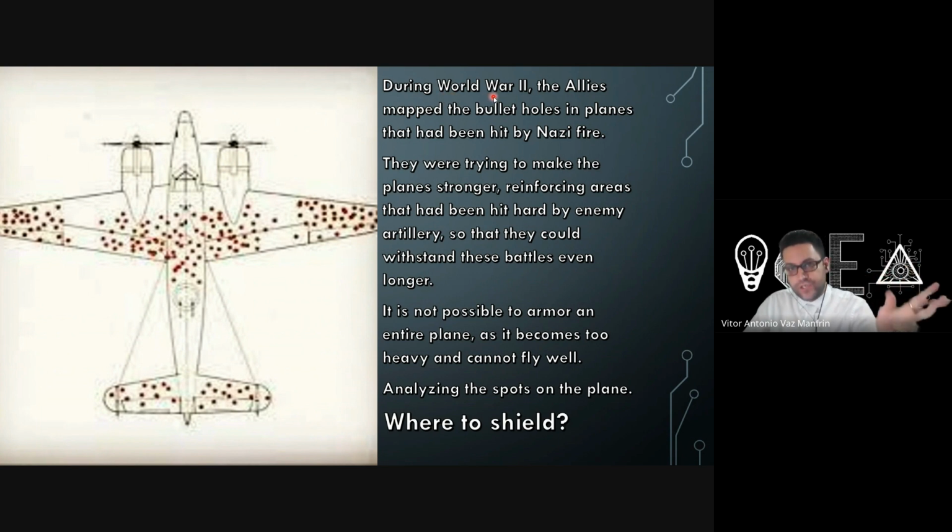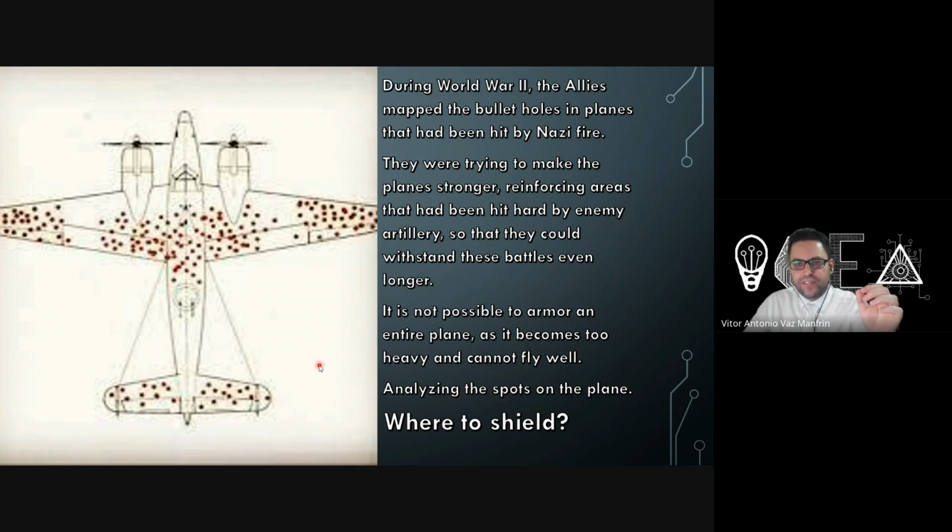During World War II, allies mapped the bullet holes in airplanes that were hit by Nazi fire. They were trying to make planes stronger, reinforcing the areas that had been hit hard by the enemy, so that they could withstand these bullets even longer. It's not possible to armor the whole airplane because it would become very heavy and not fly well, okay? It would become too heavy, as I said.